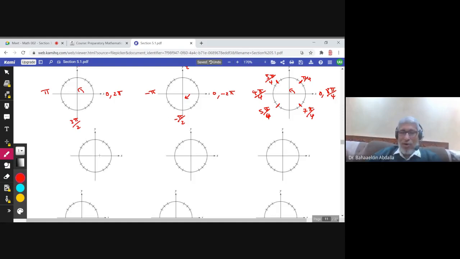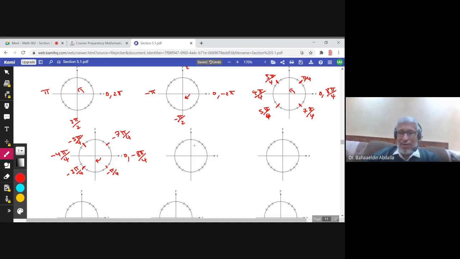If you go in the negative direction, this would be 0. This would be negative pi over 4. This would be negative 3 pi over 4. This would be negative 5 pi over 4. This would be negative 7 pi over 4. And this is negative 4 pi over 4. And this is negative 8 pi over 4. So this is about pi over 4.